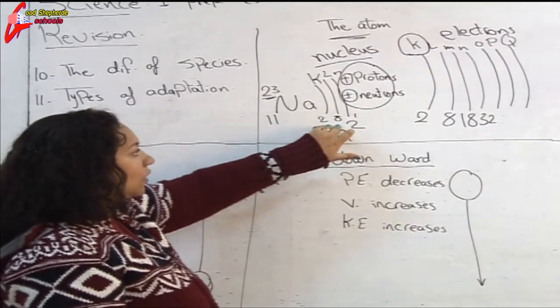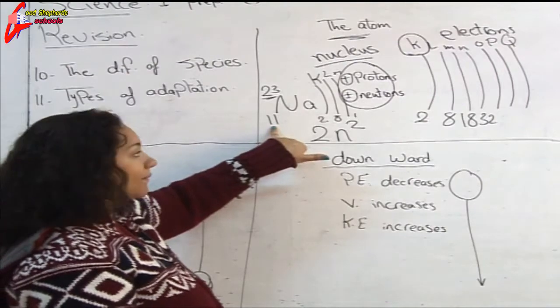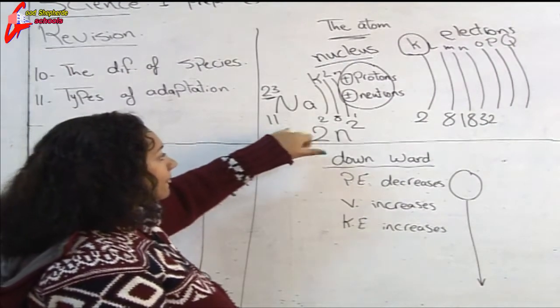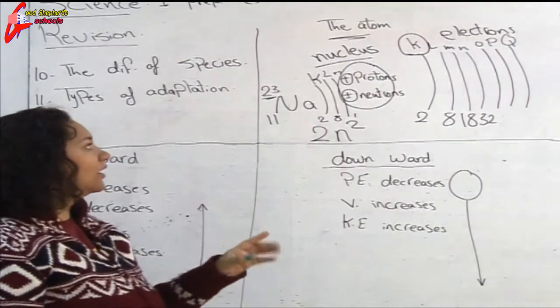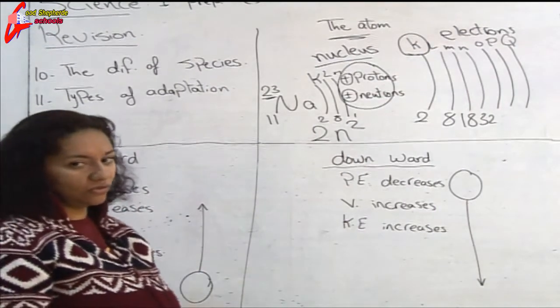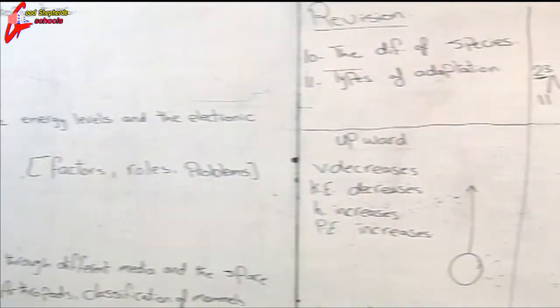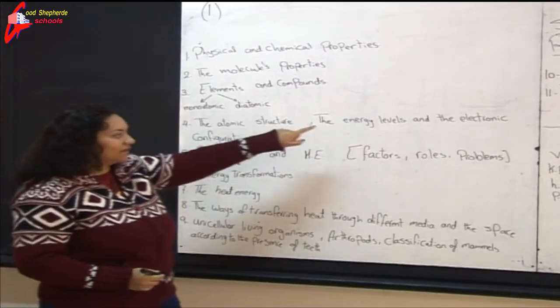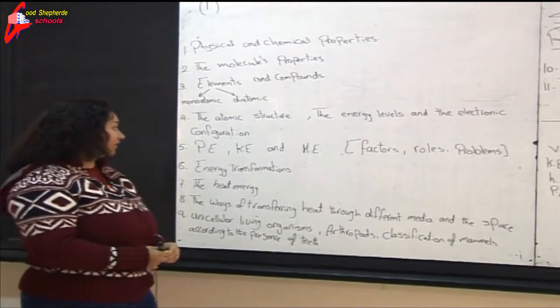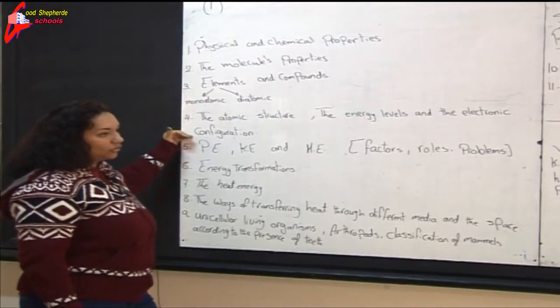Don't forget, we distribute the atomic number, not the mass number, because we must know the number of electrons in the energy level, not the protons and the neutrons. Let's return back here. So this point is finished, the atomic structure and the energy levels and the electronic configuration. Now we will start in Unit 2.